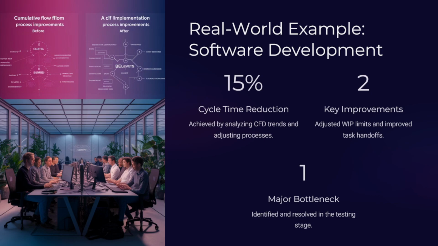Here we have one of these real world examples where they have implemented the CFDs in the software development life cycle. A software development team used the CFD to identify the bottleneck in their testing stage, and by adjusting the work in progress limit and refining the task handoffs between the development and the QA team, or the quality assurance team, they achieved a 15% reduction in their delivery cycle time, which demonstrated the practical value of utilizing the cumulative flow diagram in optimizing workflows.